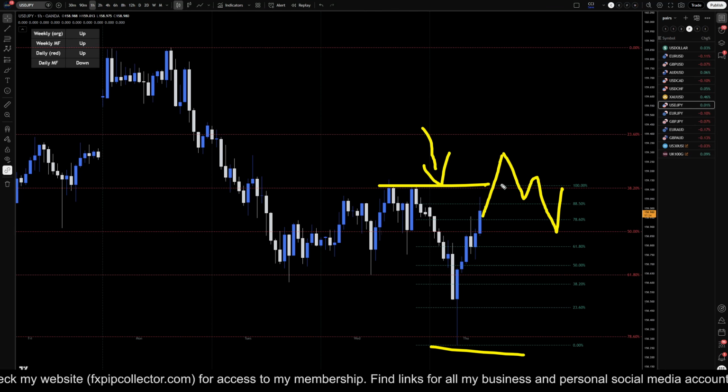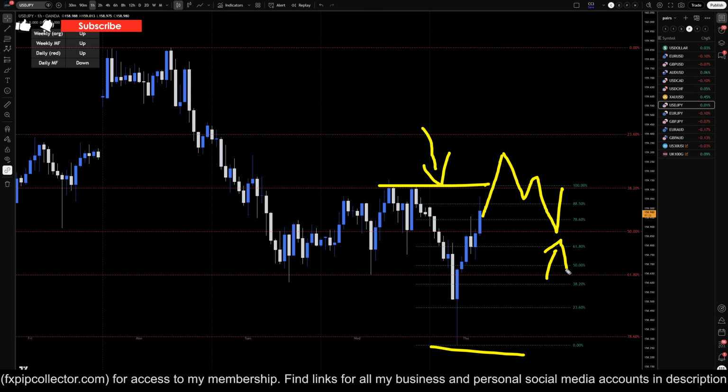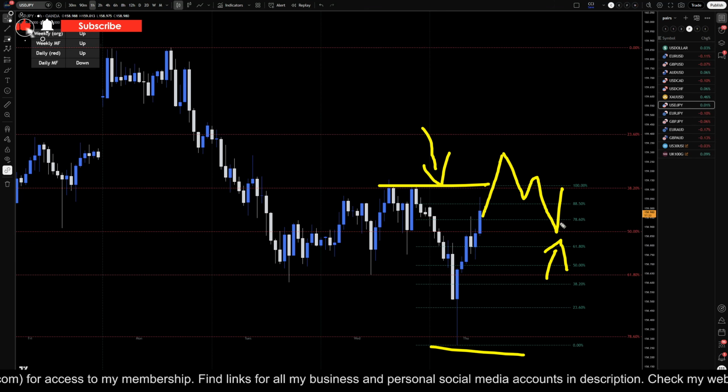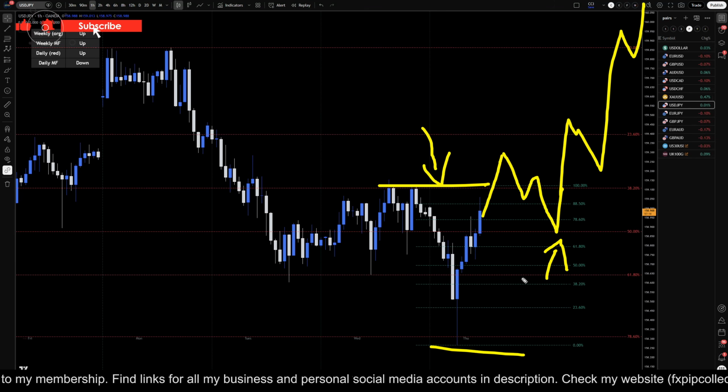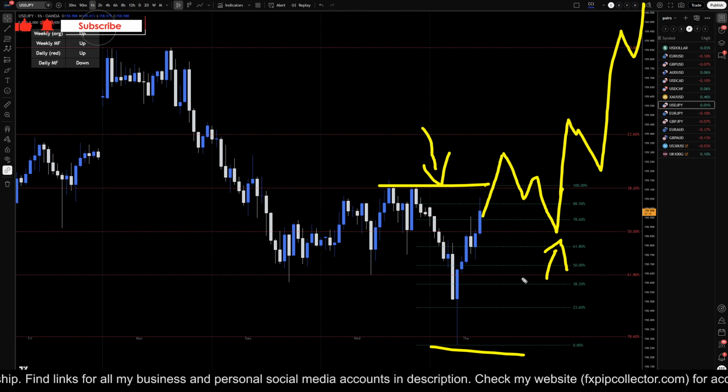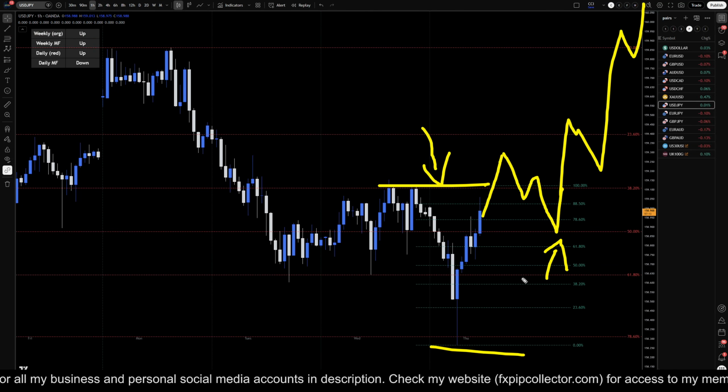I'm hoping to see a break of structure, and then I'm hoping to see a pullback because after the break of structure, I will go long on the first pullback and every pullback from that point forward. Because, like I said, I'm still very bullish. I still think there's a very good likelihood that the dollar yen is going to reach around the 161 area.